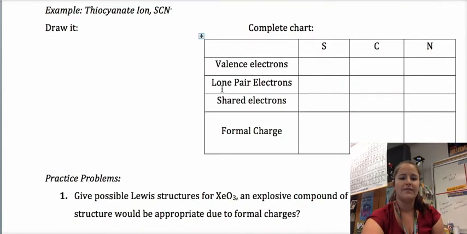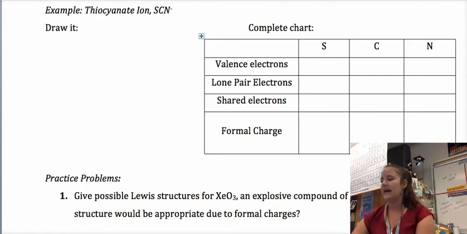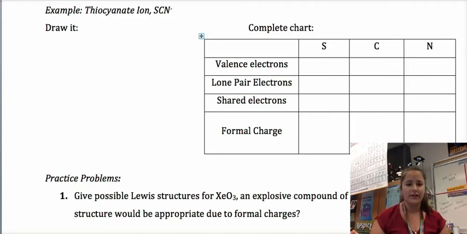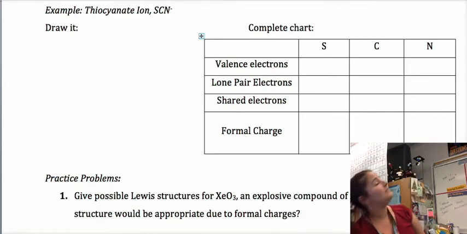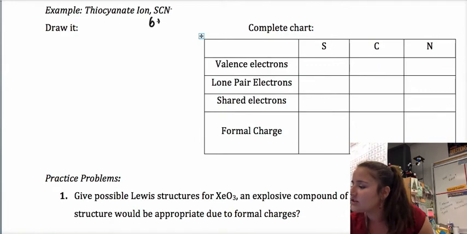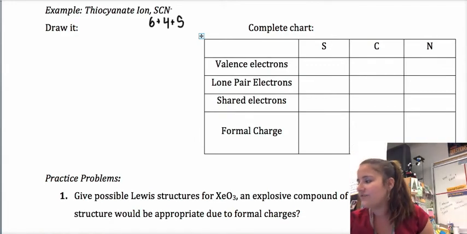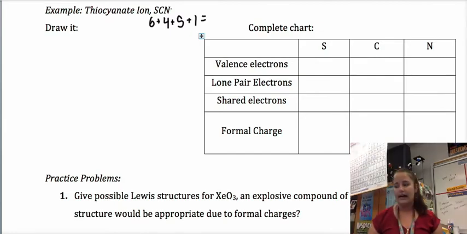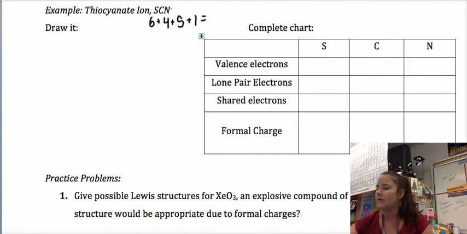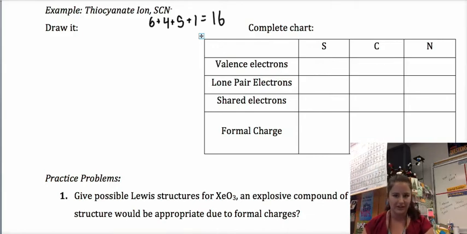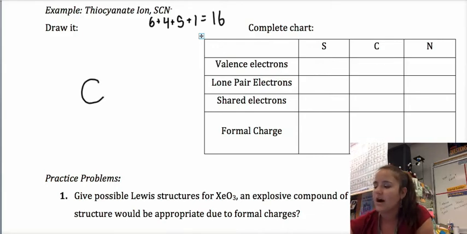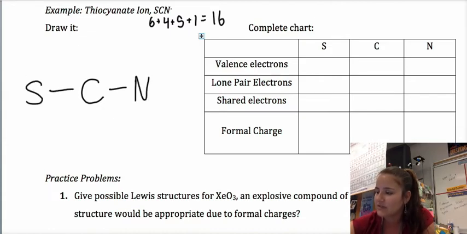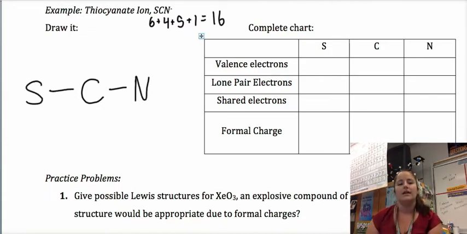Okay? We're going to look at the thiocyanate ion, SCN. And it is an ion, so it's minus. Let's figure out its structure first. Sulfur has 6 valence electrons. Carbon has 4. Nitrogen has 5. It has a negative charge, so that's 1 more electron added to it. Okay, so we have 16 total electrons. We'll start with our carbon in the middle, connect it to nitrogen, and connect it to sulfur.